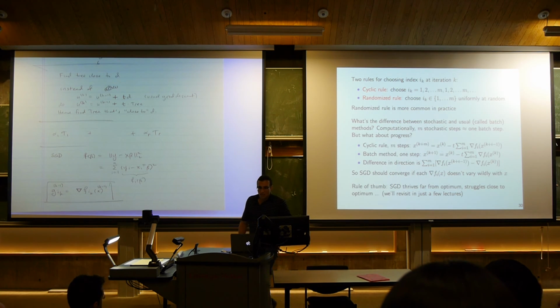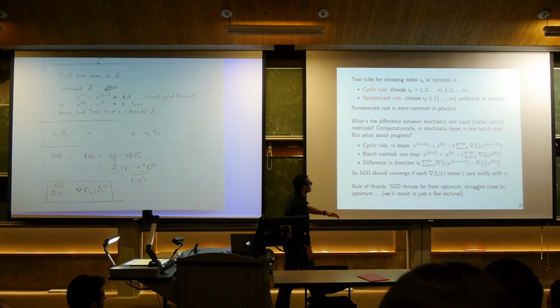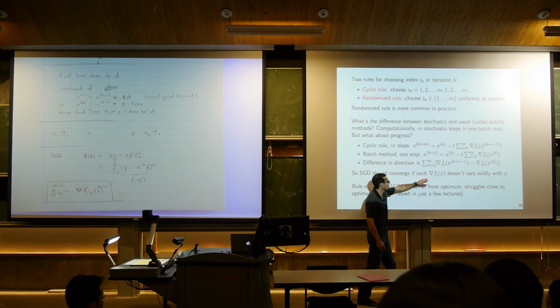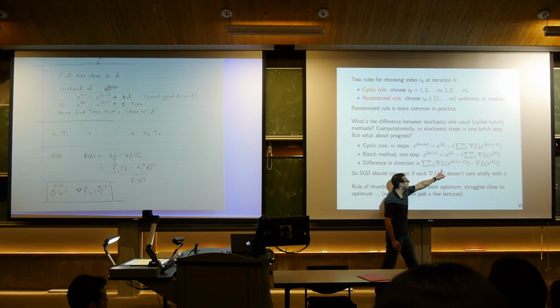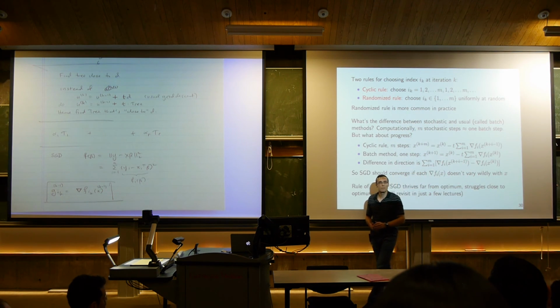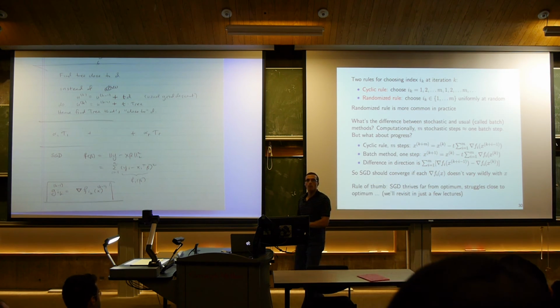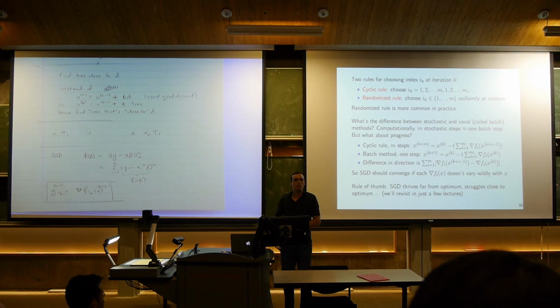So we can see that if somehow each of these functions doesn't have a gradient that varies wildly with x, then the difference in these directions maybe shouldn't be drastic, and SGD should converge. What's the condition that we can place on this that we've already seen so far that would guarantee somehow that this is small? Think about what kind of conditions we've already used.